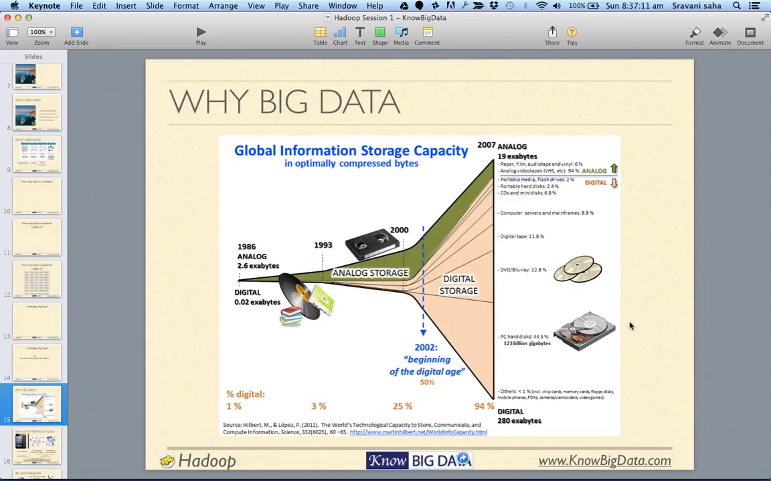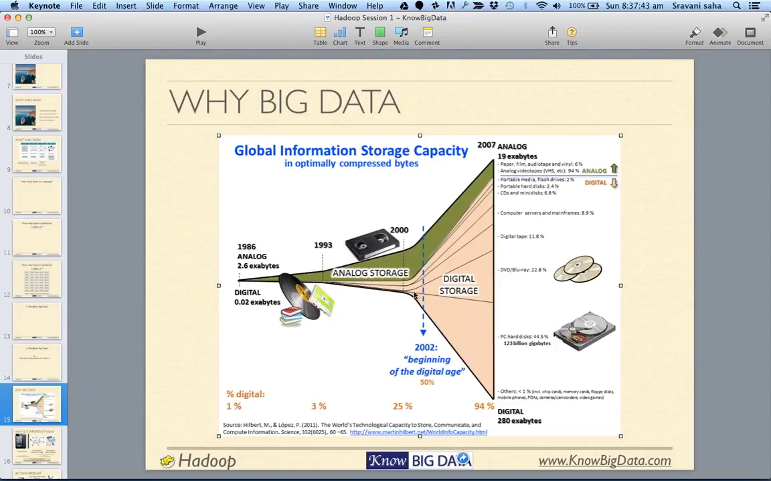This is the classic chart which shows how data has expanded, how data generation has happened in the past. Starting from left to right, at the leftmost it's 1986, and the rightmost is 2007. Do you see that there is a line at 2002 here?